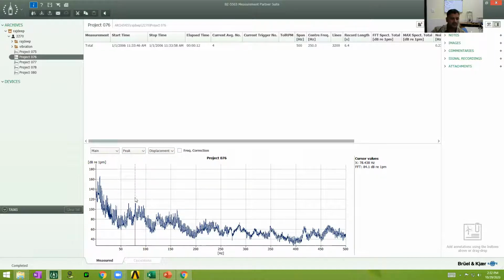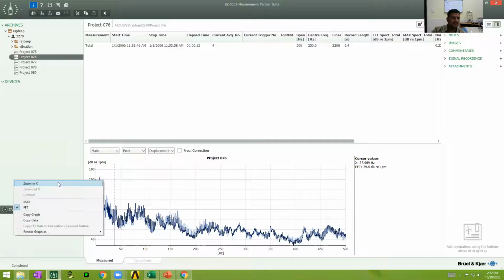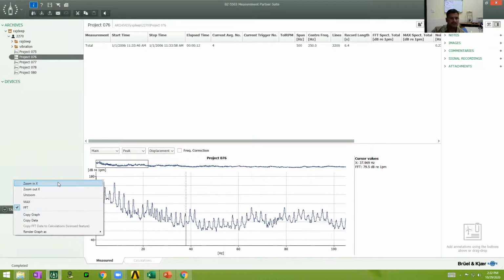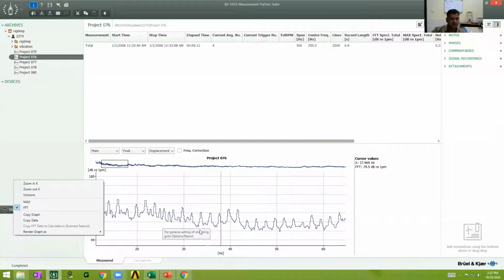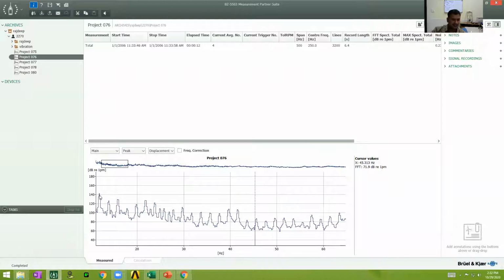Now I want to unzoom it. I want to see the maximum peak, this one. So what I can do here, I can zoom X, reducing the frequency range. Now if you see here, this is my maximum. If you want to know the exact value of it, you can see here: 11.75 hertz. Amplitude is this one, 142.2 decibel with respect to 1 picometer.